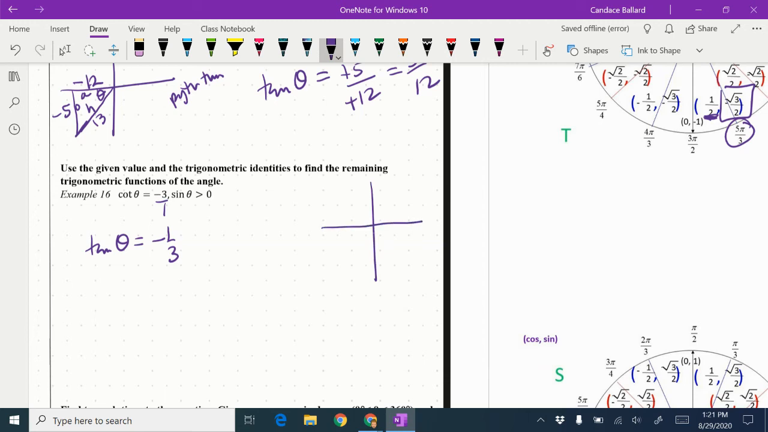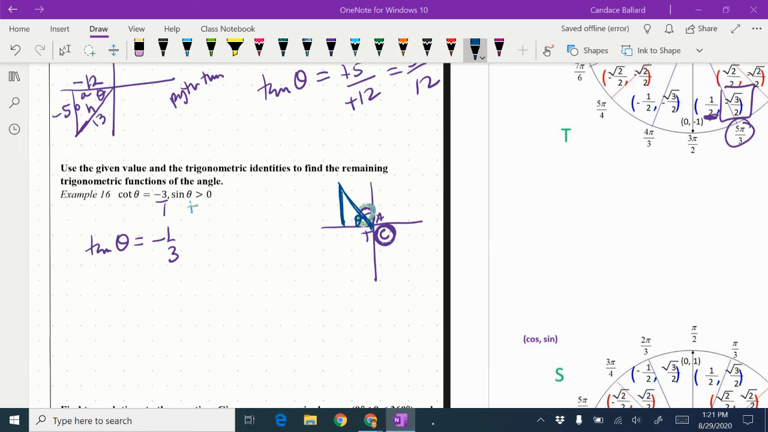I know that tangent is negative. So if tangent is negative, that means I have to be in either quadrant 2 or quadrant 4. And then this is saying that the sine is positive. Well, out of quadrant 2 and quadrant 4, I know my sine is positive in quadrant 2. So I know that I'm in a quadrant 2 situation. So I'm going to draw my triangle in quadrant 2 with that reference angle.